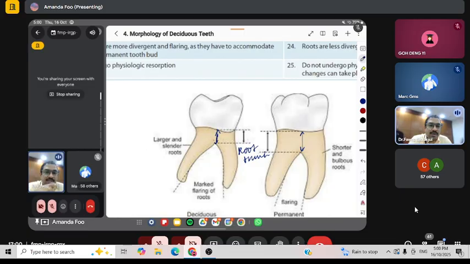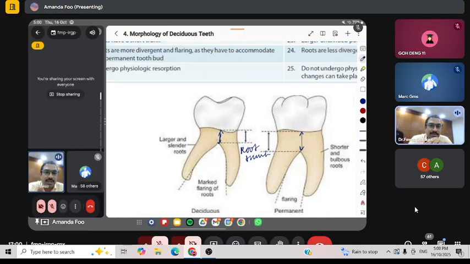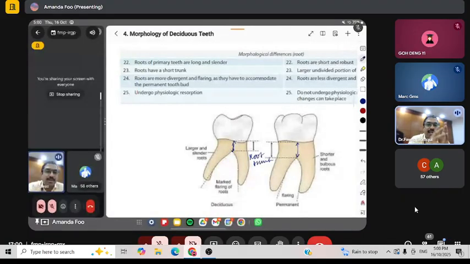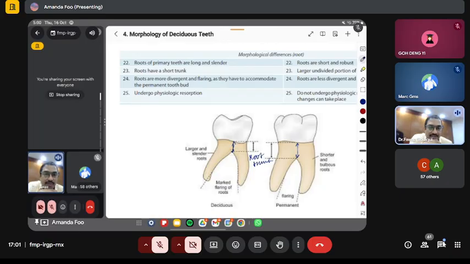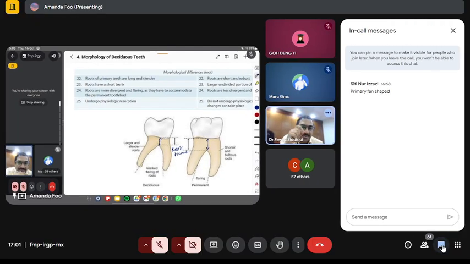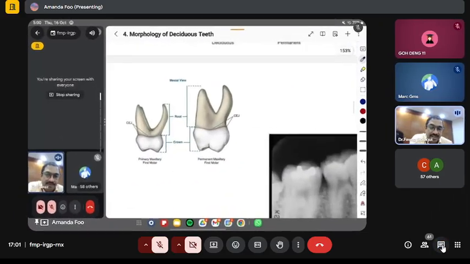So this is also something we need to remember in terms of morphology, because it will help us in planning our endodontic treatment. In primary teeth, when caries is reaching up to the pulpal floor, we do not do any endodontics, because we cannot excavate the pulpal floor, it will perforate. So we have to go for extraction. These are some of the clinical knowledge applied from the morphology of deciduous teeth.